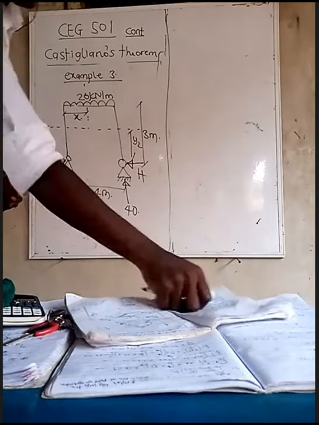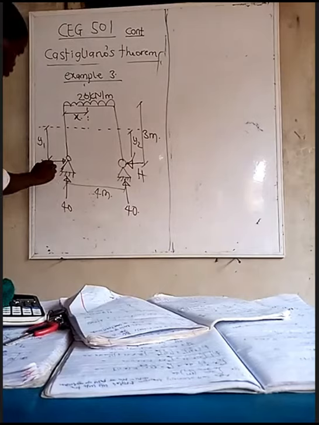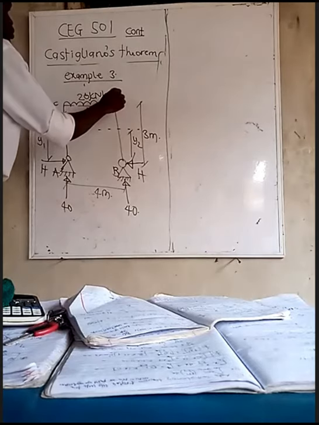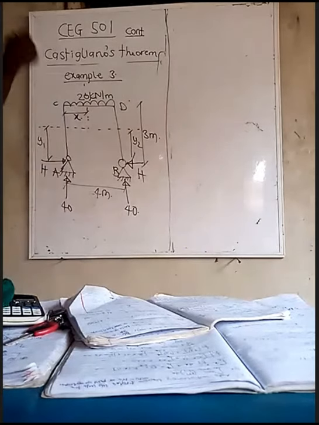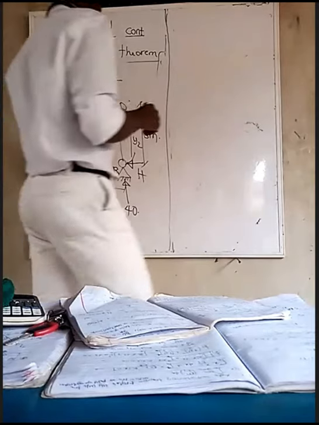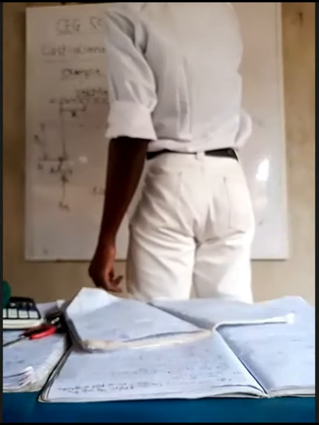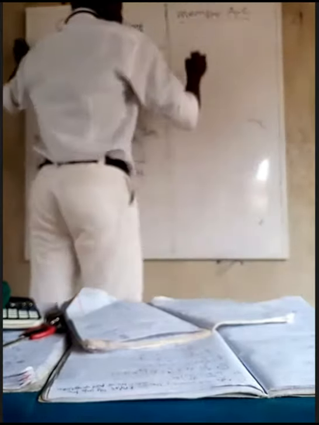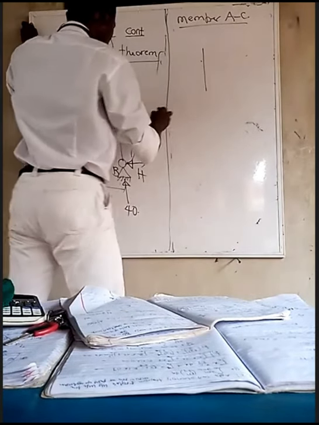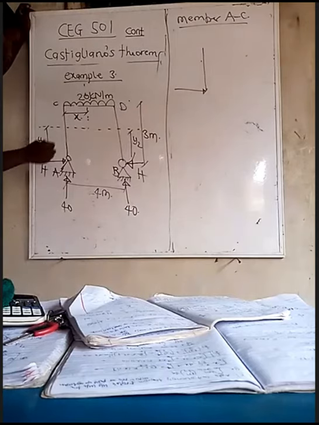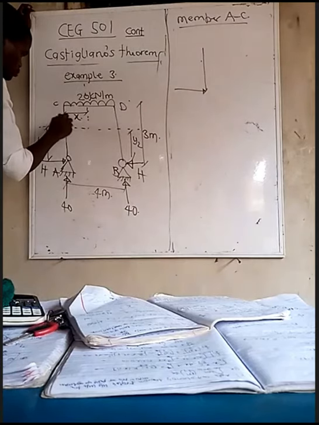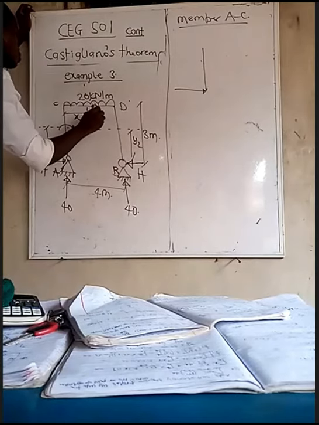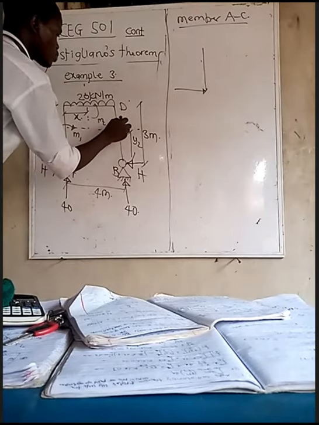So I think this is A, B, C, D. So let's consider member AC. Although it's not member AC, I'm just using it so that you can get what it is. So we have this. There will be a moment here: M1, M2, M3.